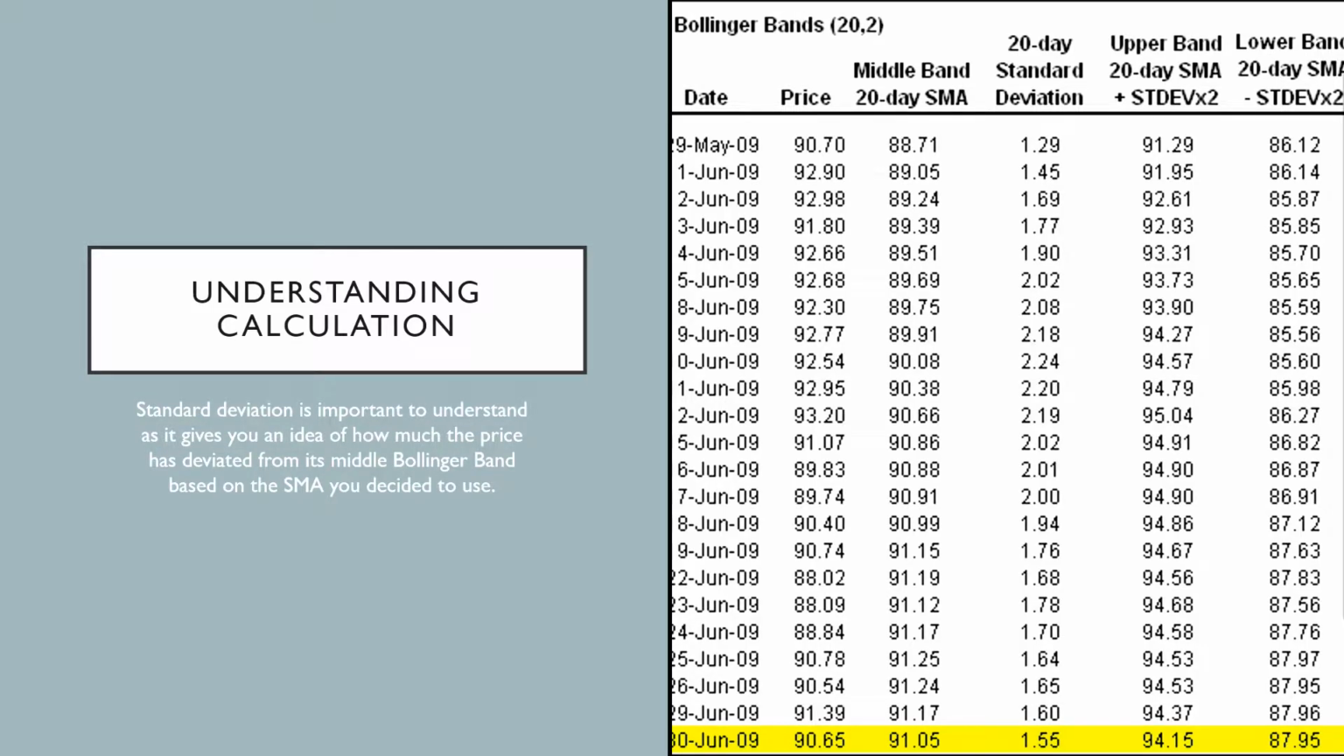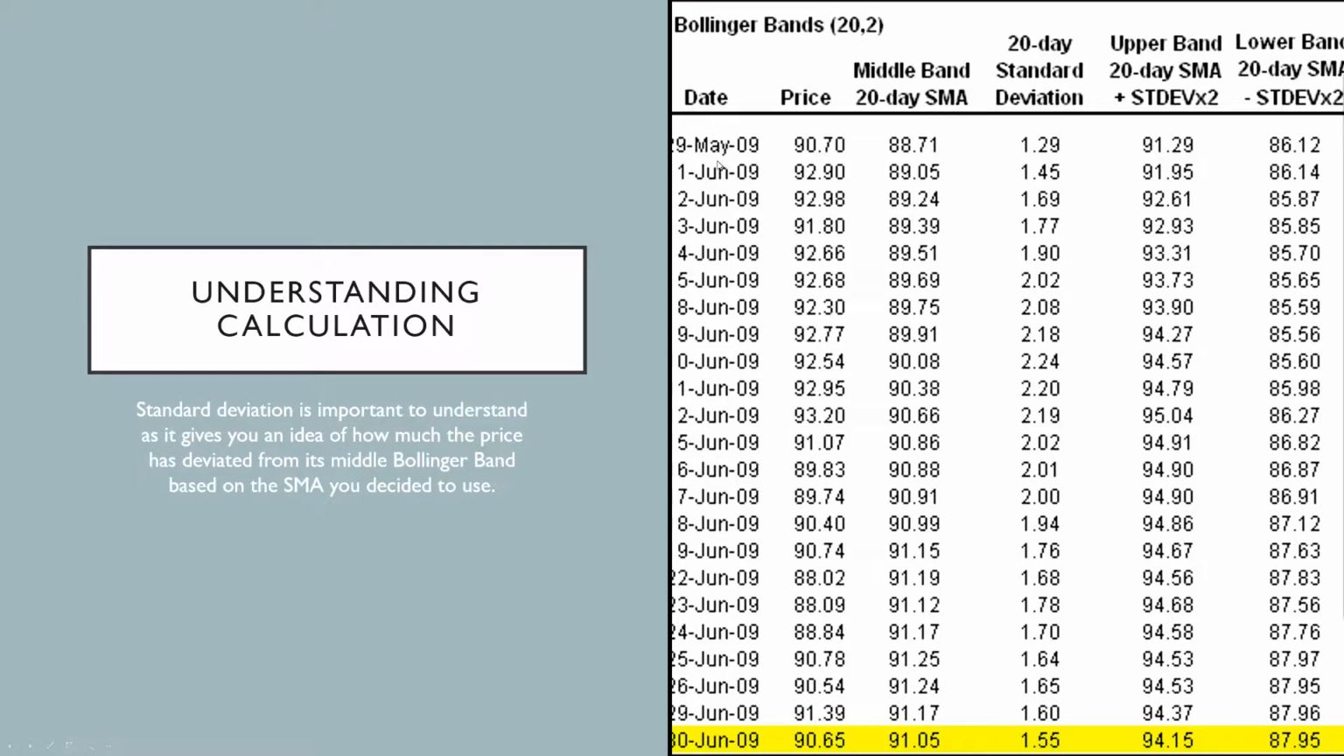So here's an example. Understanding the calculation: standard deviation is important to understand as it gives you an idea how much the price has deviated from its middle Bollinger Band based on the simple moving average you decided to use. Me personally, I use a 30 simple moving average, but we're going to stick with the default 20-period simple moving average. So if we go up here, as I bring my mouse around, we look at the price action on this ticker.